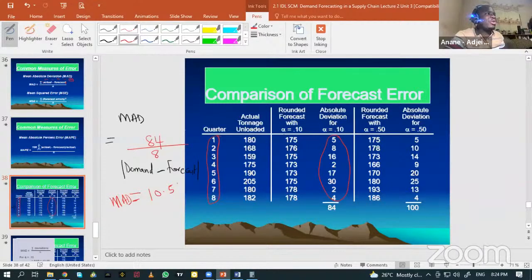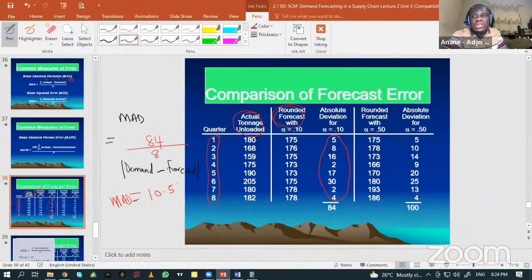Okay, Betty, hold on. I'll answer your question. Let me address Vivian first. Vivian says she can hear me. Vivian, what we are saying is that this is the actual demand for a particular item, and this is the forecasted value.